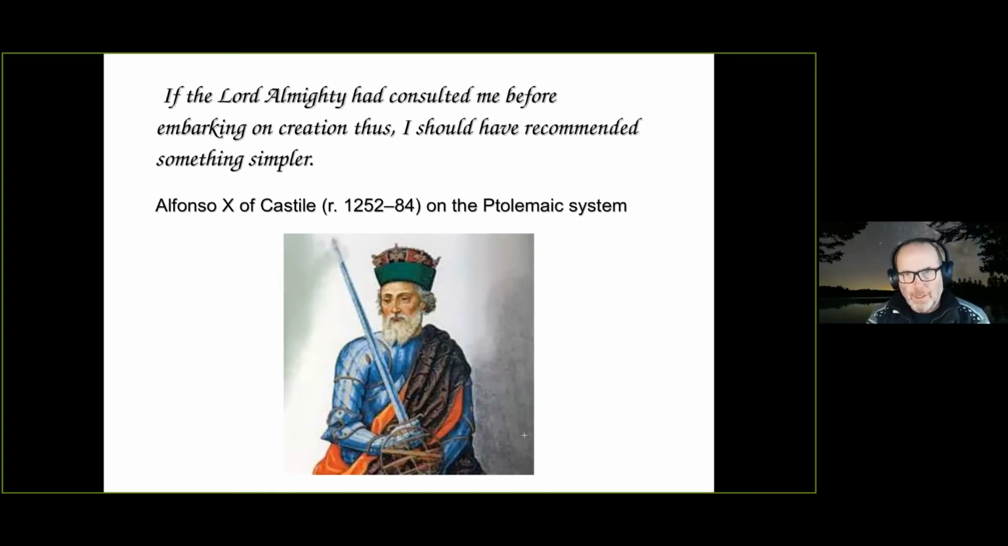In particular, Copernicus is known to have had a copy of the Alphonsine tables as one of his college textbooks. King Alphonse was reported to have said, referring to the Ptolemaic system, that if the Lord Almighty had consulted me before embarking on creation thus, I should have recommended something simpler. We might say something like that as well about this peculiar mix of matter, radiation, and dark energy that we see in our current universe. We don't know why they come in the proportions that they do, but apparently they do, and we're stuck with it. Much like Alphonse was stuck with the Ptolemaic system in the 13th century.